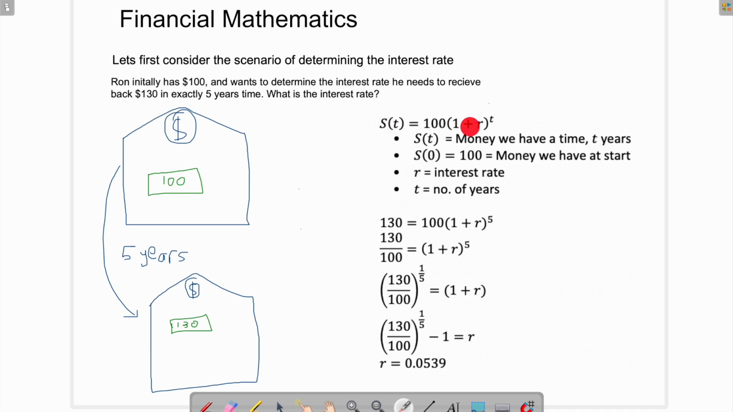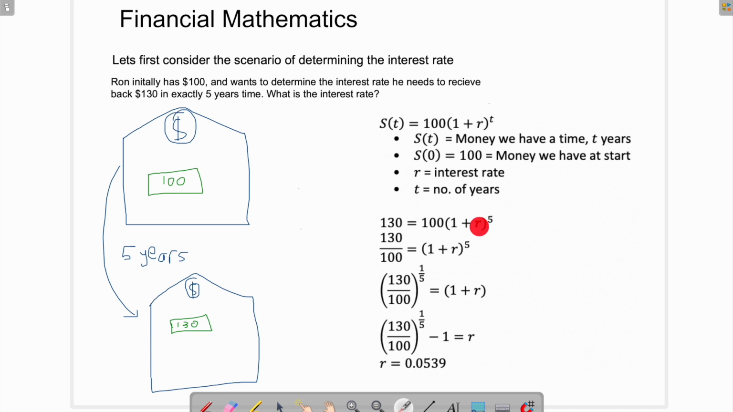So what we want to do is rearrange this formula to get it in terms of R. Let's do that with the actual subbing in of the numerical values. So 130 is the money we want in 5 years, 100 is the money we have today, and 1 plus R to the power of 5. It's maybe not important to note for Year 11, but just a side note that this formula is a discrete interest rate. That means money is compounded at specific time periods and not continuously. Just a little side note.